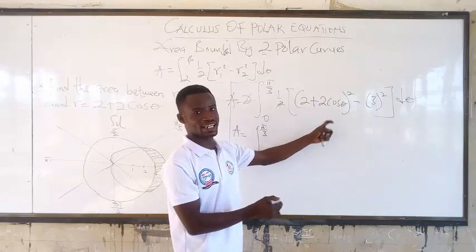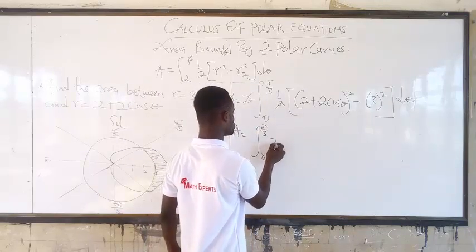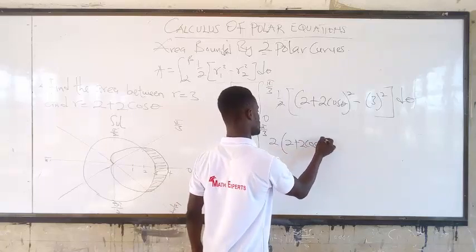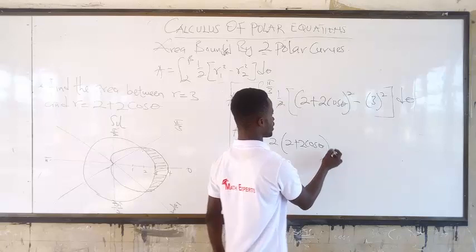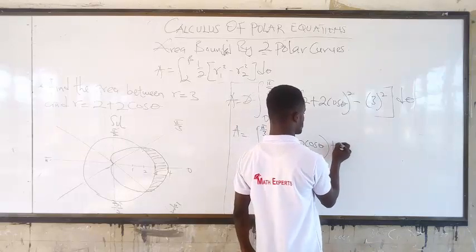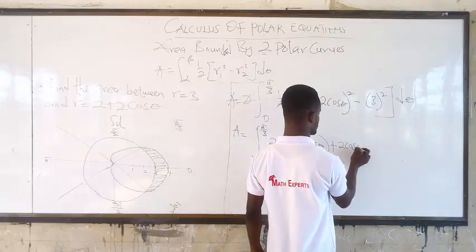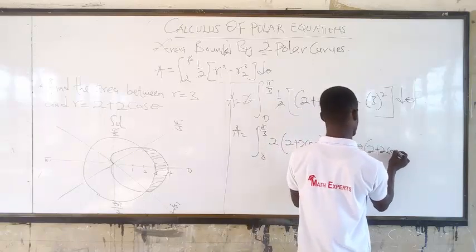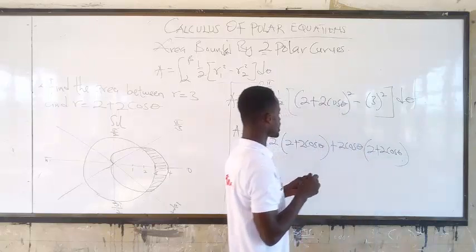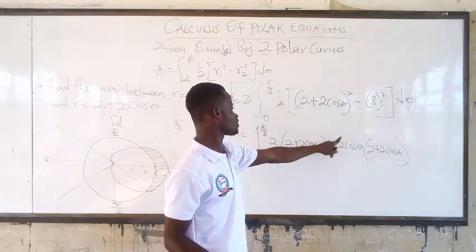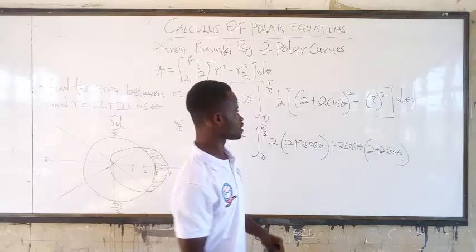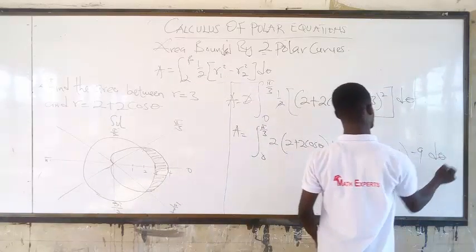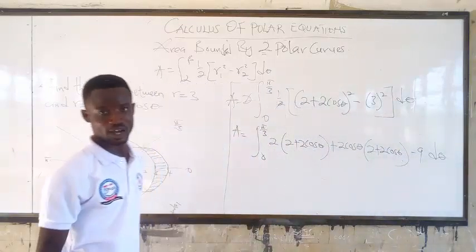Alright, so we are multiplying this by itself, right? So 2 will multiply 2 plus 2 cos theta, plus 2 cos theta will multiply 2 plus 2 cos theta. How can you see that? This will multiply the whole of that, this will multiply the whole of that. Minus 9 d theta. And that's what we are going to have.